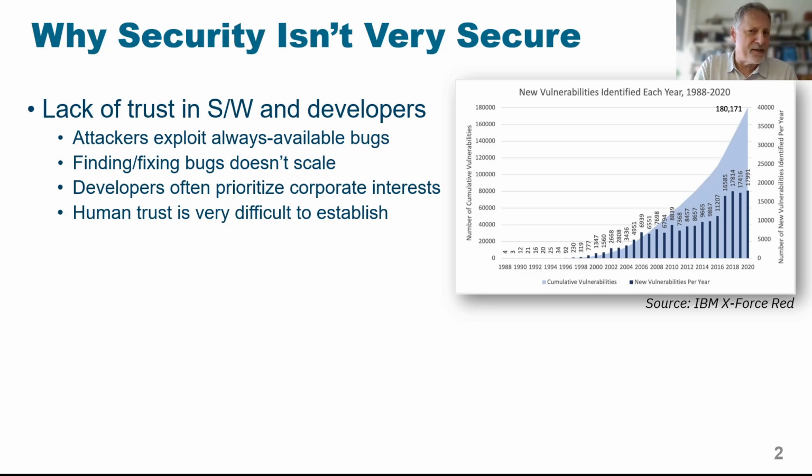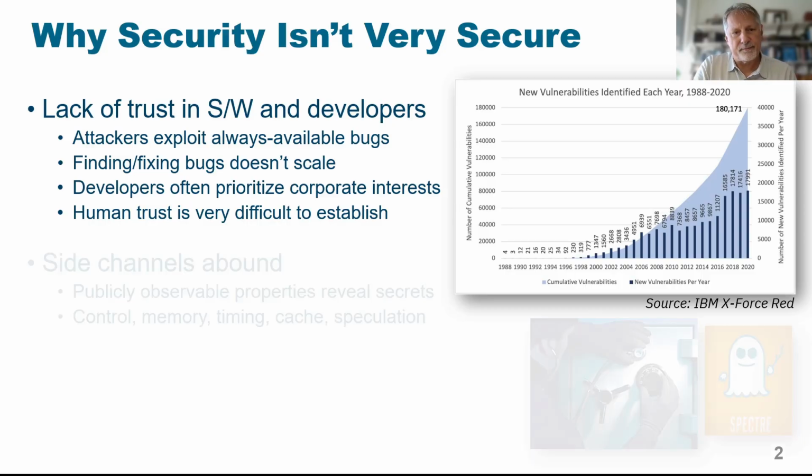Even if you could find and fix all those security vulnerabilities, you still have to trust that the programmers are not going to siphon off your data and use it in ways that you don't intend them to do. And often developers prioritize their corporate interests over the interests of the users of their software. So establishing that human trust with developers can be very difficult.